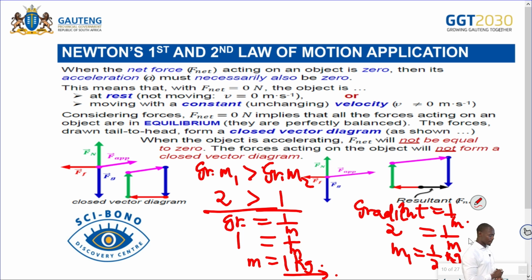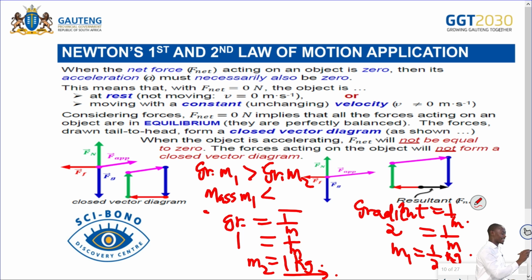Okay? Then it means that although the gradient of line M1 is greater than the gradient of line M2, the mass of M1 will be less than the mass of M2. You can see that this is M2, right? So these are some of the questions that they can ask.